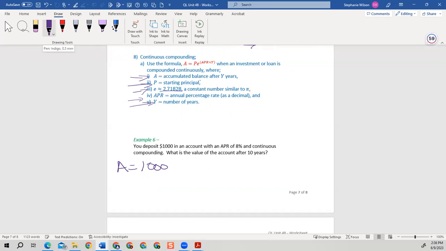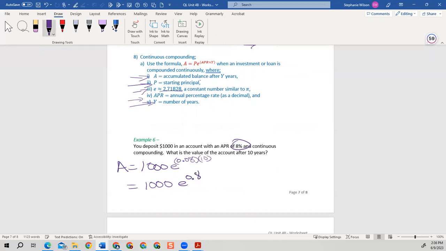So I have an investment of 1,000, and I'm going to times it to E raised to, and my interest is 8%, but I got to convert it to decimal, so it's 0.08, and it gets multiplied by the number of years. So next, I'm going to do it in steps this one time. So I'm going to take that 0.08 times that 10, and you're going to get 0.8. You're just going to move the decimal to the right one place.